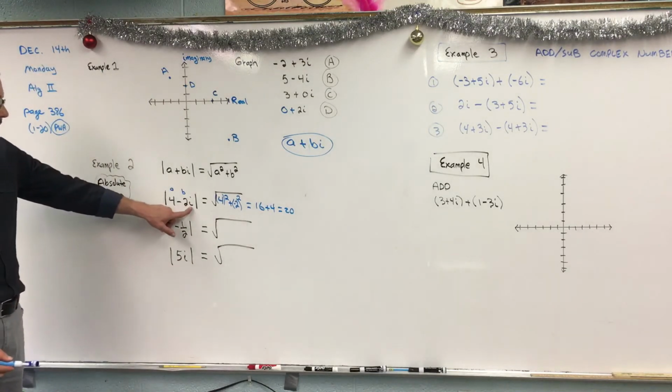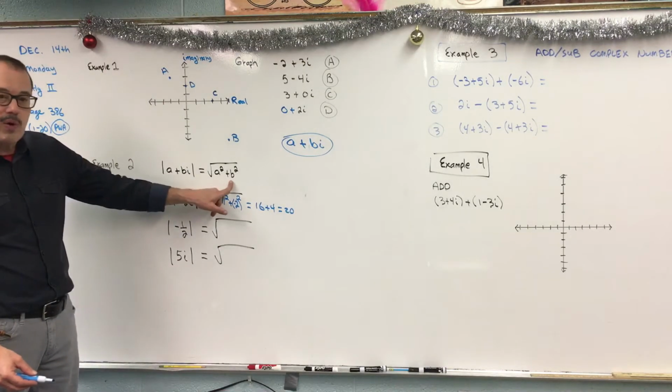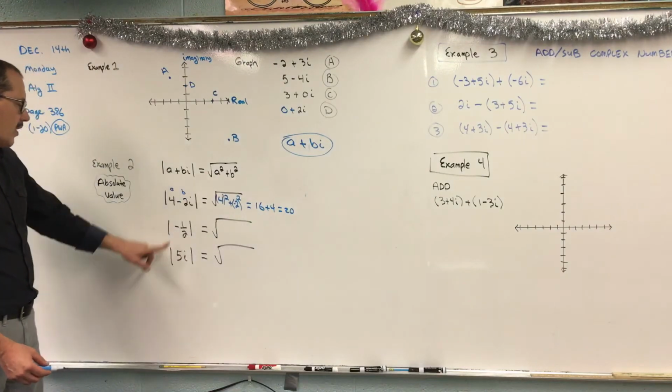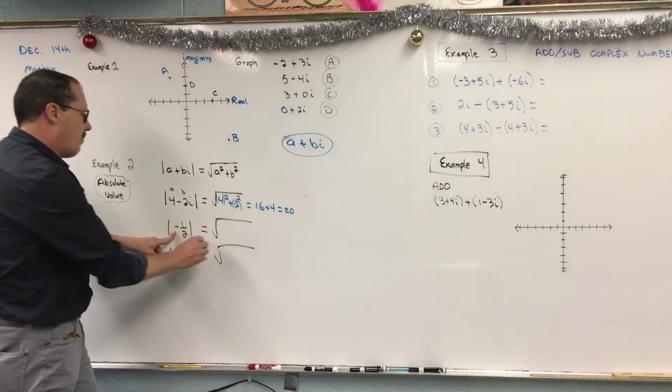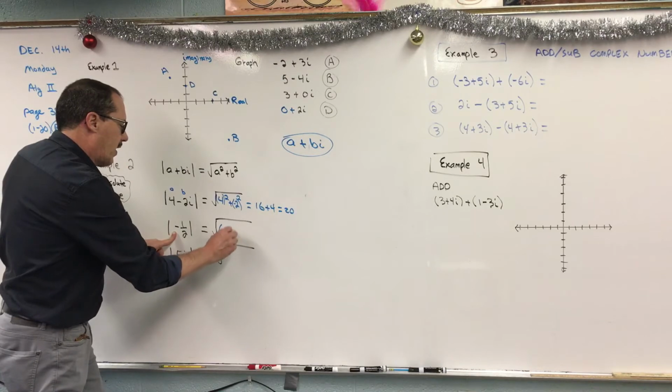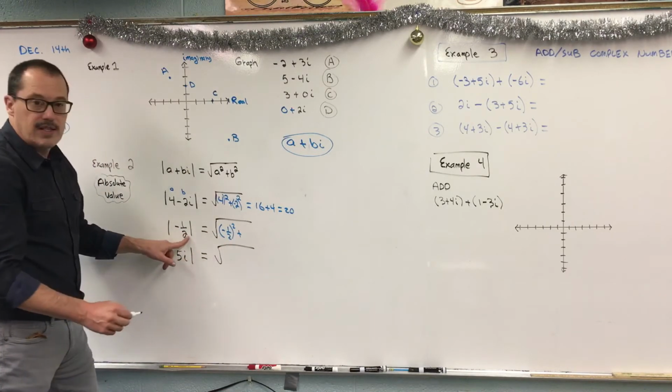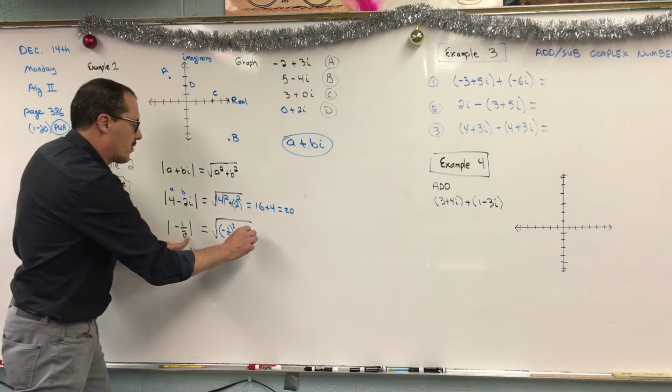All right, but don't worry about the i. If you see this, the i doesn't show up inside your square root. This one, the a would be negative 1/2, so it would be negative 1/2 squared, plus, there isn't anything with an i, so it would be plus 0 squared.